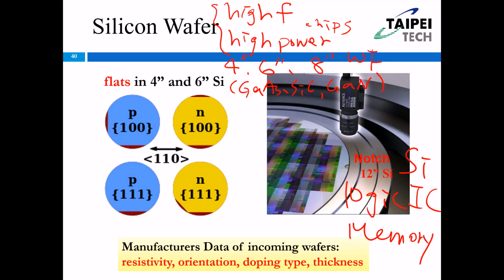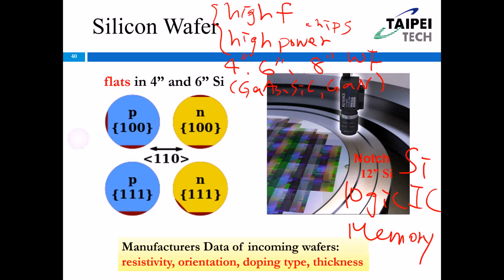So let me pass down to you for the 12-inch silicon wafer. You will see the notch. You can see the notch. For the 12-inch wafer, we have the notch. When you see the notch, of course, it's the 12-inch silicon wafer.